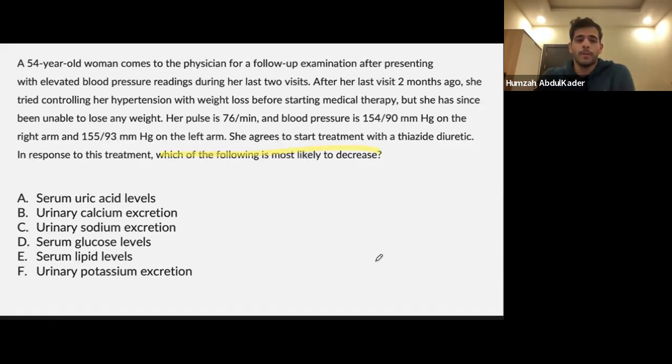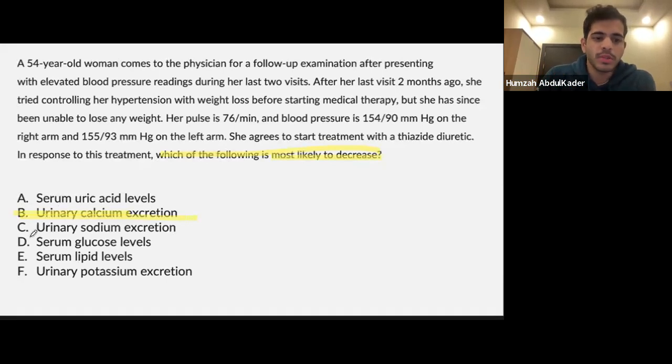Calcemia. Exactly. So when it says which is most likely to decrease, the answer here would be calcium excretion, right? Because if calcium excretion is decreasing, that means it is increasing in the body. And so the answer here would be B. So again, glycemia, lipidemia, uricemia, calcemia, so all of those will increase in the body. And a decrease of excretion means less is going out in the urine, means more is in the body, right? Does that make sense?